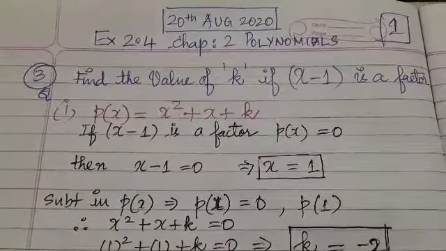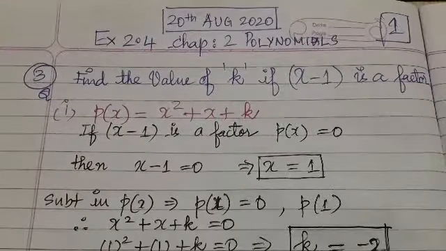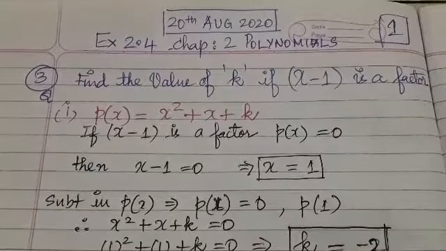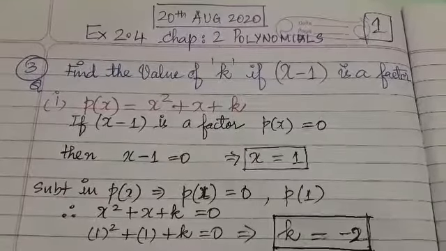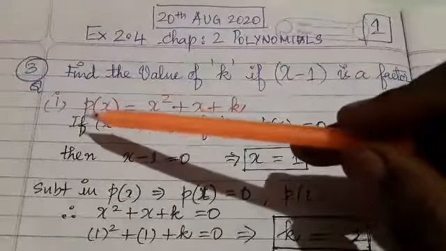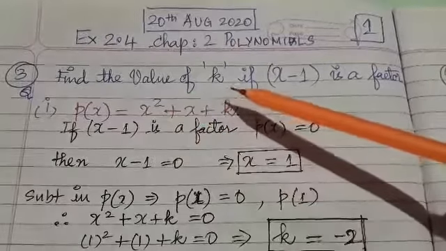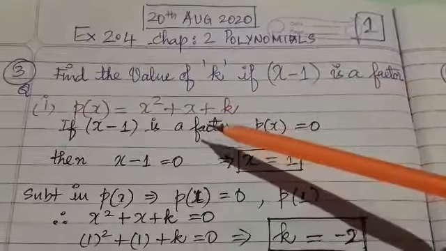Good morning, students. In the last class, in the polynomial chapter, we completed up to the second question in exercise 2.4. Now we will continue with question number 3. What are they asking in question number 3? Find the value of k if x minus 1 is a factor of the given polynomial.